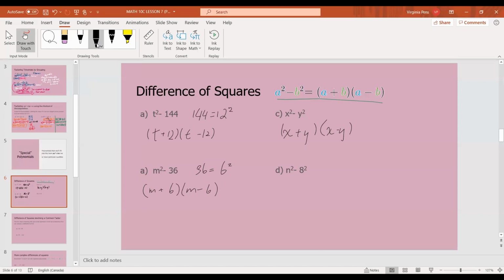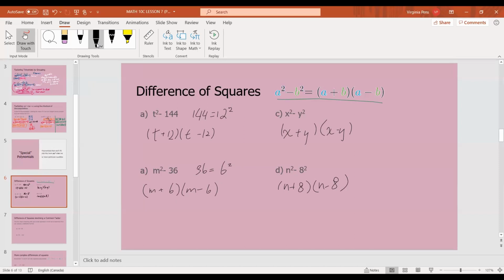All right, next. Over here, it's basically the same thing. It's in this form directly. We've substituted a with n, and we've substituted b with 8. So same thing, just n plus 8 times n minus 8. All right, that's it.